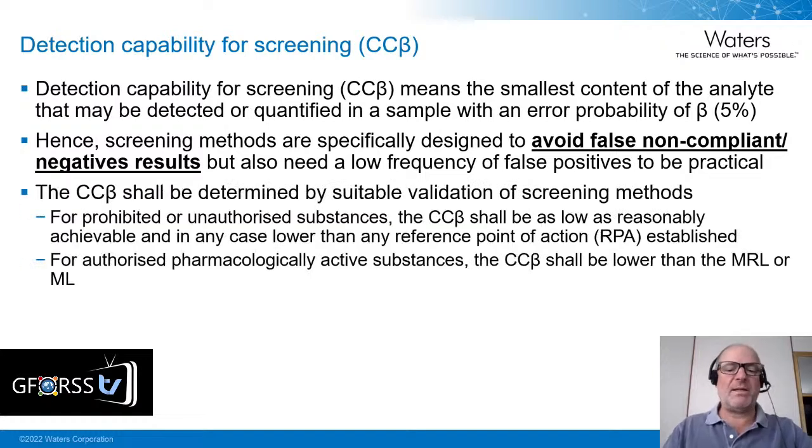So what does CC beta mean in relation to our level of interest? The CC beta shall be determined by suitable validation of screening methods, and we're going to show you this later on. For prohibited or unauthorized substances, the CC beta shall be as low as reasonably achievable. It's not that surprising given that these are banned substances. But in any case, it must be lower than any reference point for action that is established. For authorized substances, for MRL substances, the CC beta shall be lower than the MRL, or in some cases the maximum limit. And this is different to previously.